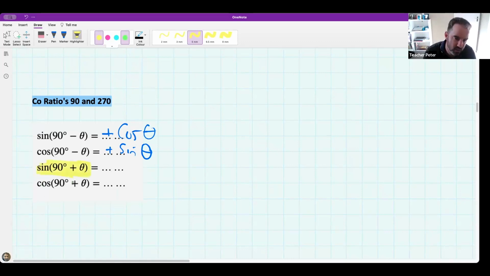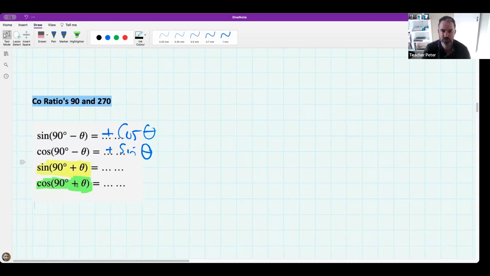And what does the cos of 90 plus theta reduce to? I just want you to apply the same idea that I was practicing now and see if you can get those two, and just say done when you're done.